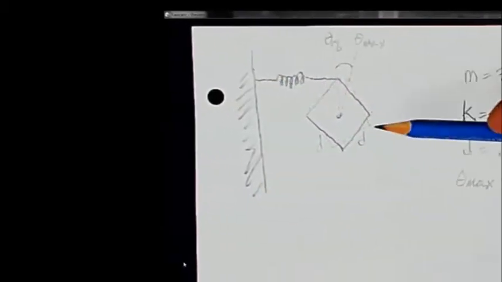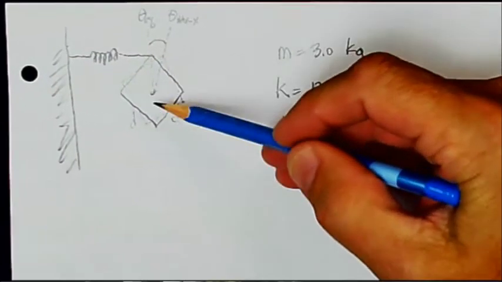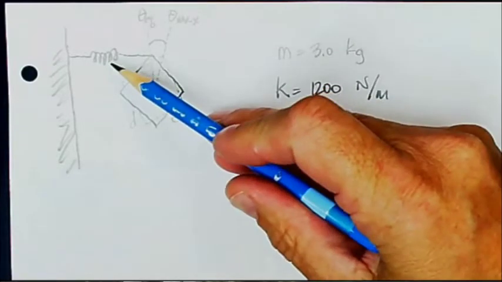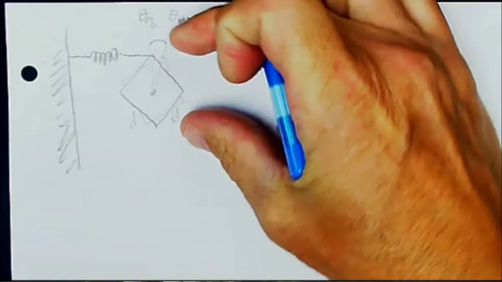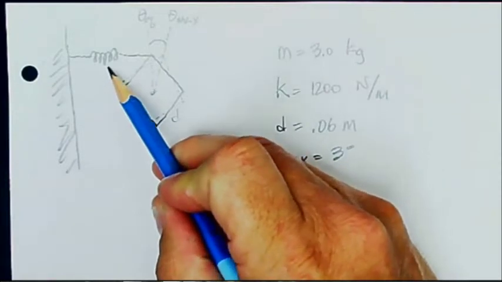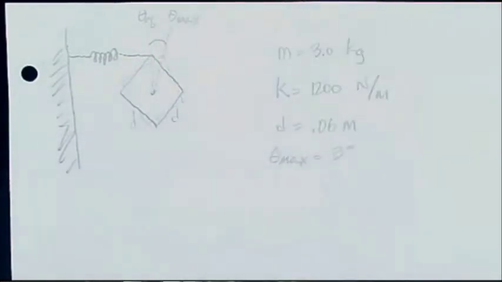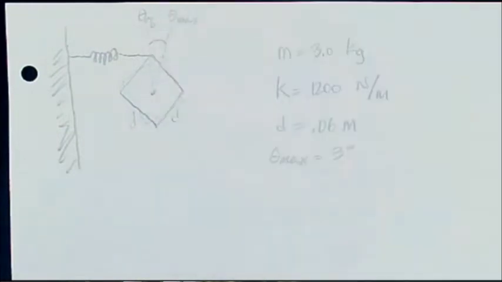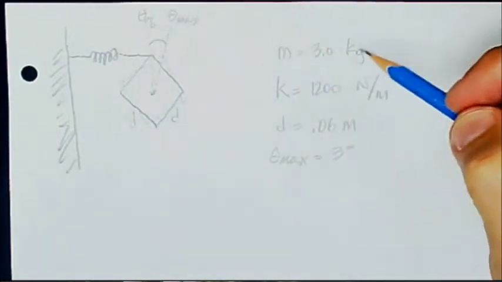So here's our situation for problem number 50. We have this cube nailed to the wall, and at the corner of the cube is a spring attached, and we're going to displace it by this angle, theta max, which will in turn stretch that spring, and then we'll release it, and it will oscillate back and forth like this. They give us a couple of pieces of information.